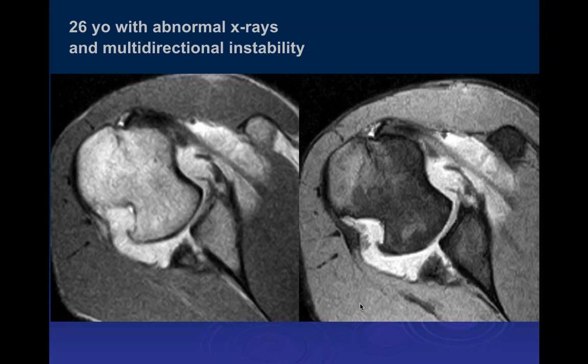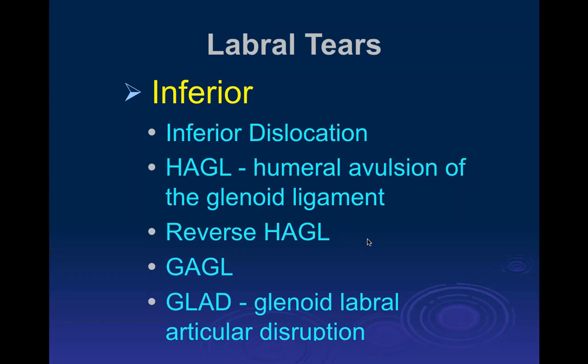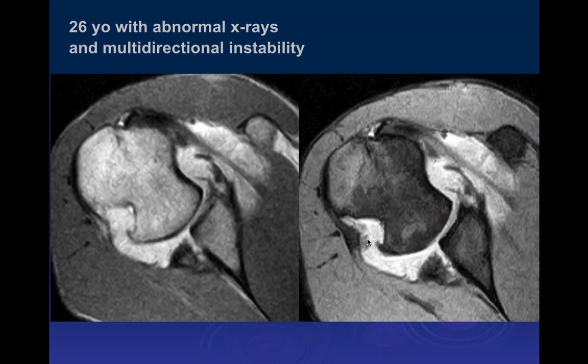And there's a large amount of contrast in the joint space. And this is actually an abnormal location for Hill-Sachs. This is much lower than the typical Hill-Sachs is. And this was another case of dysplasia with a small retroverted glenoid and a tear of the labrum, an enlarged labrum. And this is multidirectional instability, very similar to that last case.